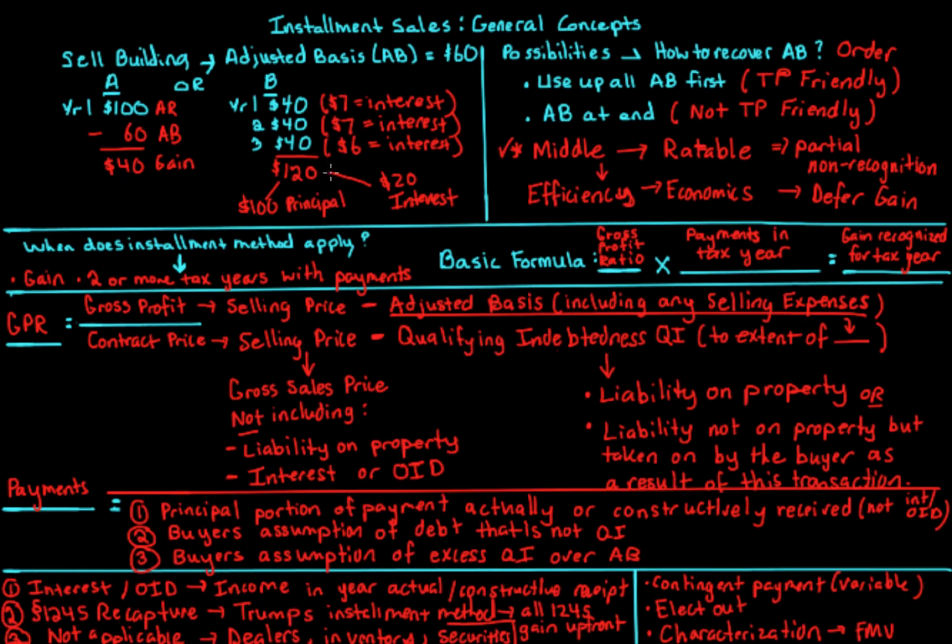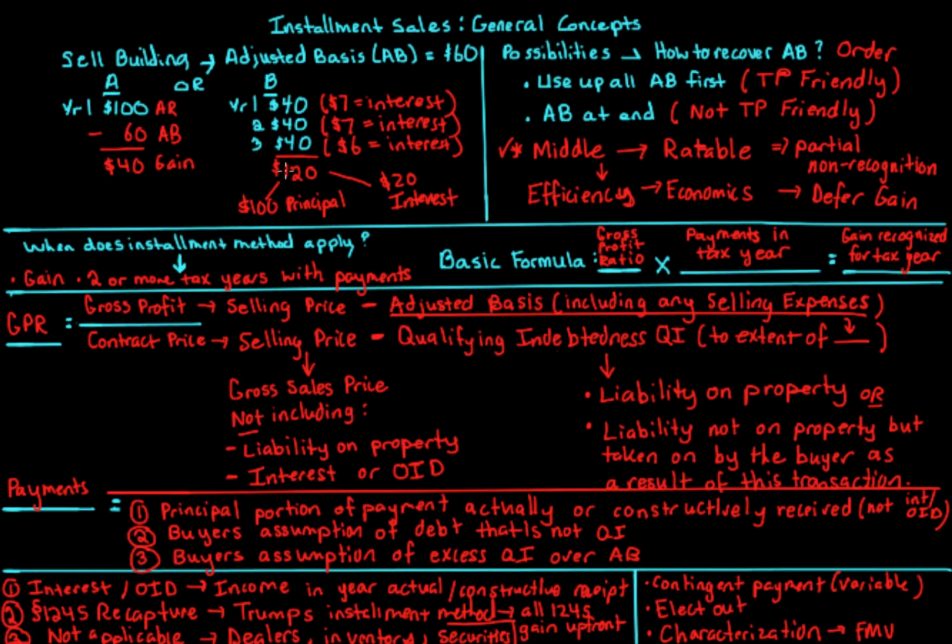Okay, before I conclude this, you might be asking, how do we apply it to the seller if the seller picks B? If the seller picks A, it's obviously a $40 recognized gain. Let's say it's 1231. So it'll be $40 recognized gain in year 1. But if the seller picks alternative B, how do we do this? Well, let's go through our analysis.